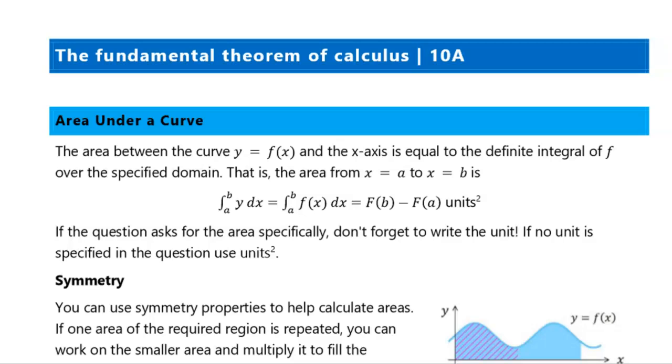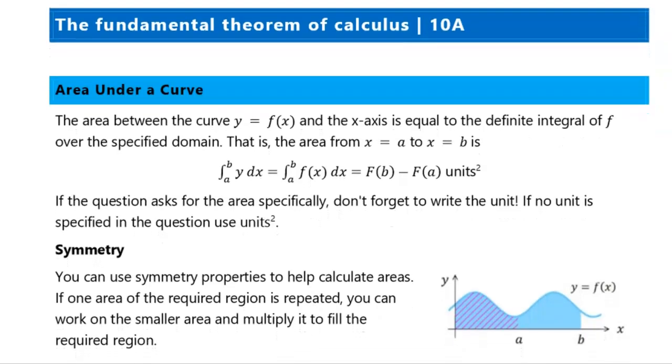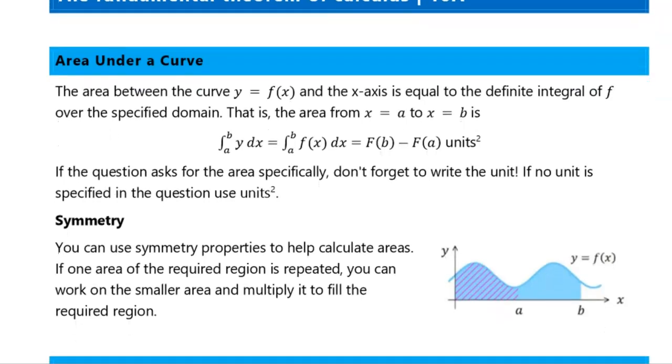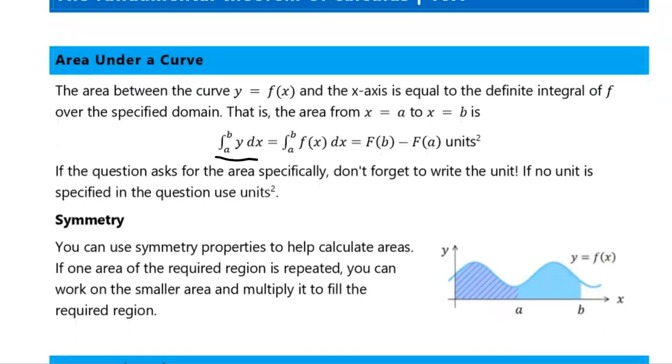We're going to begin today by looking at a little bit of revision from methods. So the first thing is looking at the area under a curve as found by an integral. So the area between the curve, some function y equals f of x, and the x-axis is going to be equal to the definite integral of f over a specified domain. So if we're looking at some function y between a and b, we're integrating with respect to x.